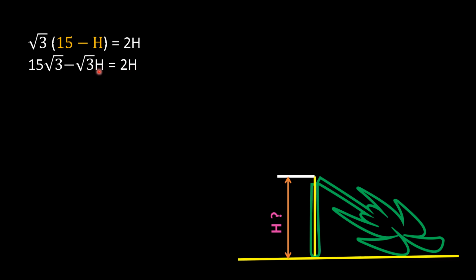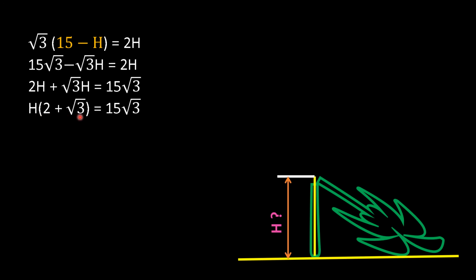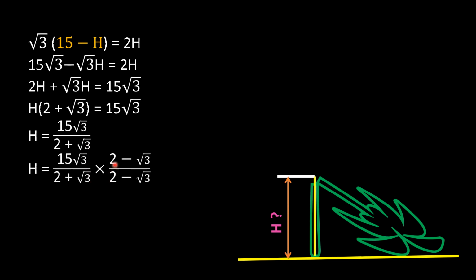Now taking minus root 3h to the right hand side, we write 2h plus root 3h equals 15 root 3. Taking h as the common factor, we write h times 2 plus root 3 equals 15 root 3. So h will be 15 root 3 divided by 2 plus root 3. We will rationalize the denominator by multiplying numerator and denominator by 2 minus root 3, which is the rationalizing factor of 2 plus root 3.